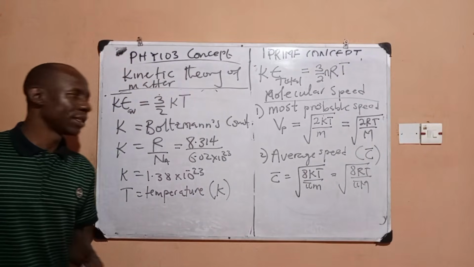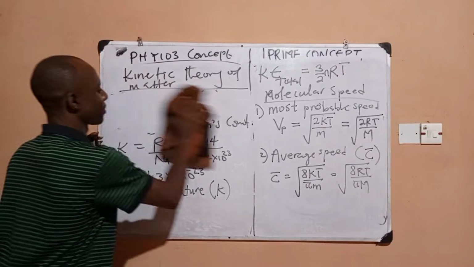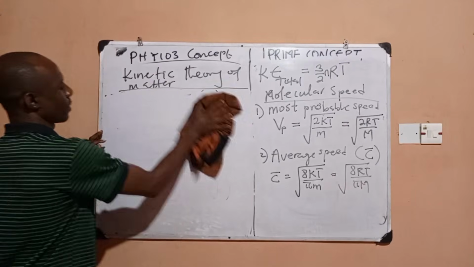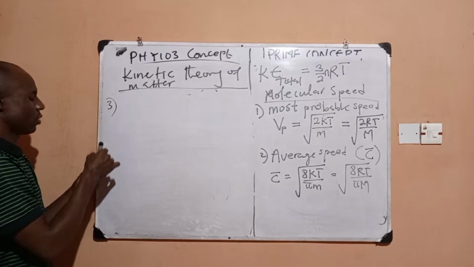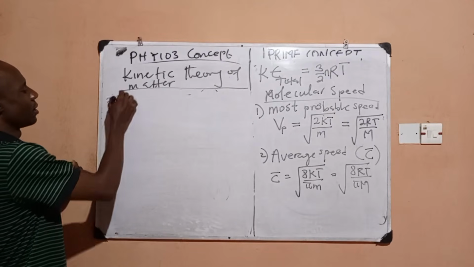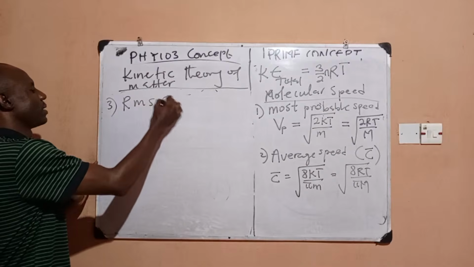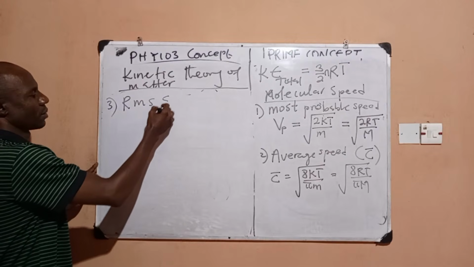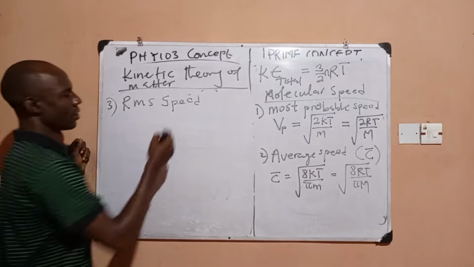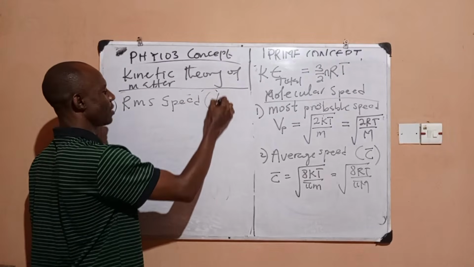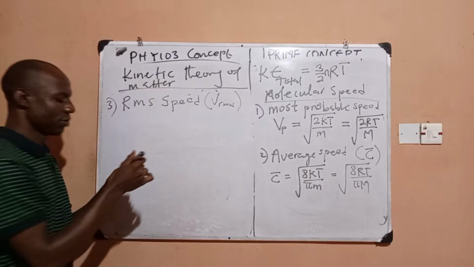Then the third kind of speed we can have, number 3, is what we call RMS speed. RMS what? Speed. So that is the third kind of speed we can have. I would usually denote it as this. So let me refill my marker quickly.